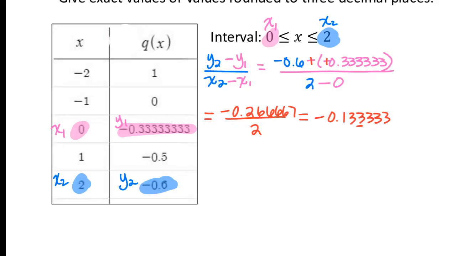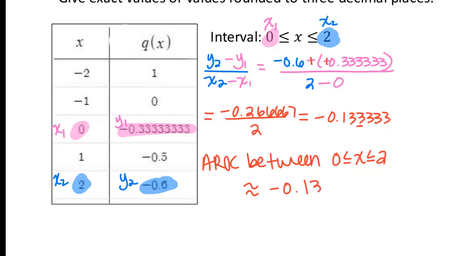So our final answer would say the average rate of change between 0 less than or equal to x less than or equal to 2 is approximately negative 0.133.